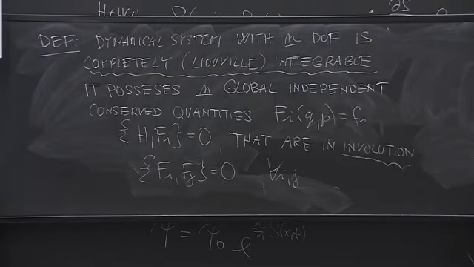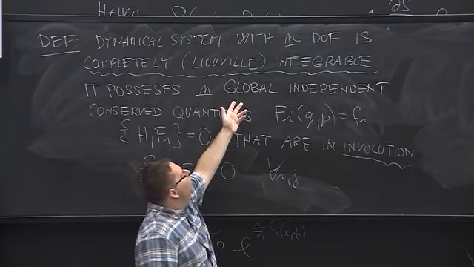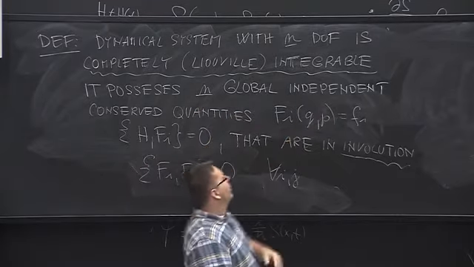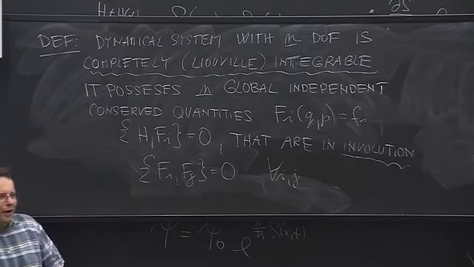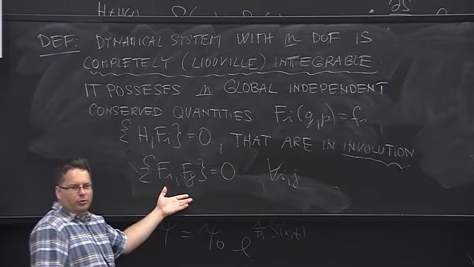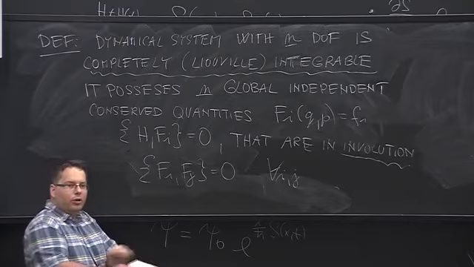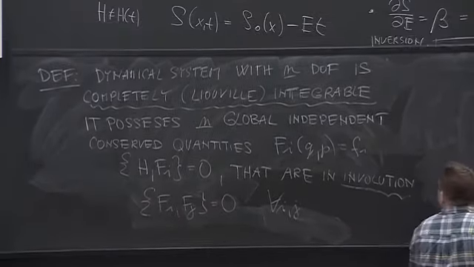So I'll call a system a completely integrable system if it possesses n... I didn't say what global means, I didn't say what independent means, but we know what conserved quantities are: the Poisson bracket of H and Fi is equal to 0. They are in involution, meaning that all of them have to actually commute mutually. All right, so that's a definition.